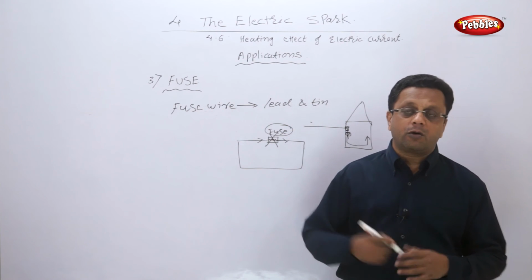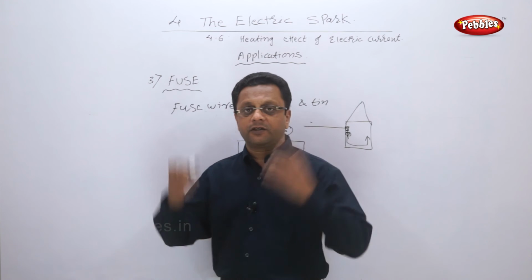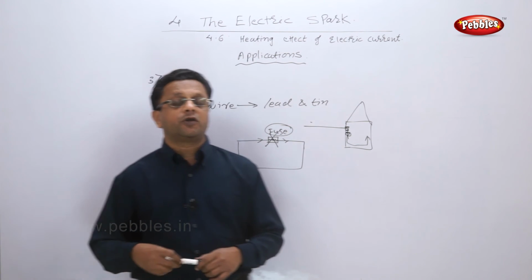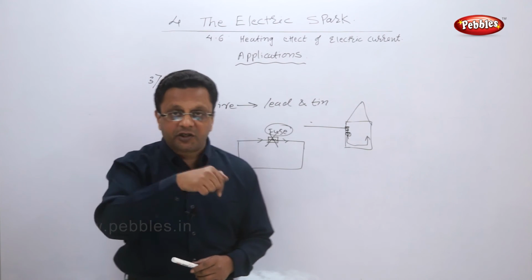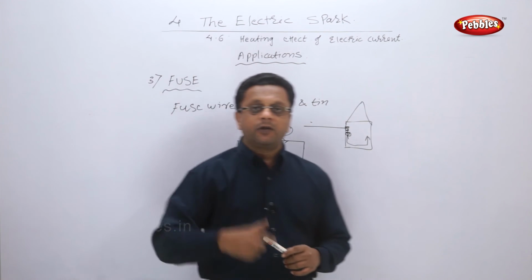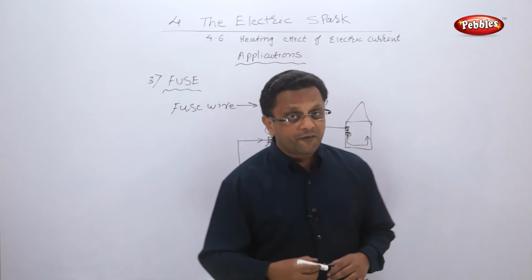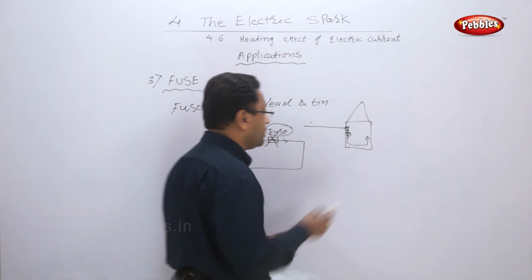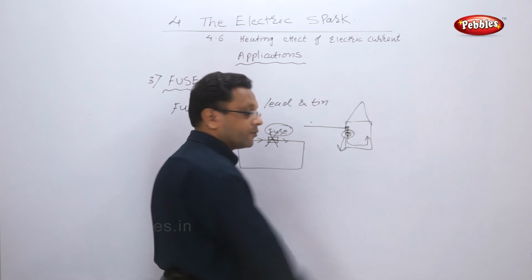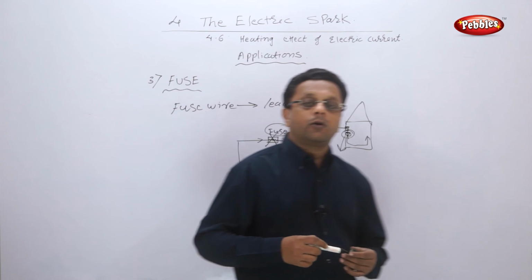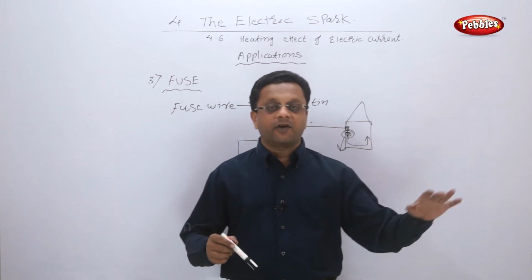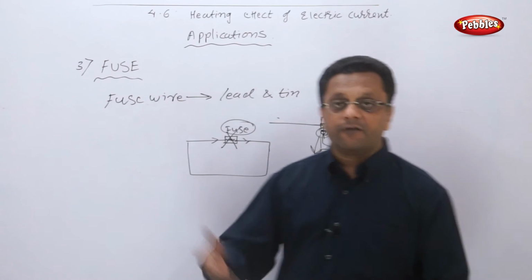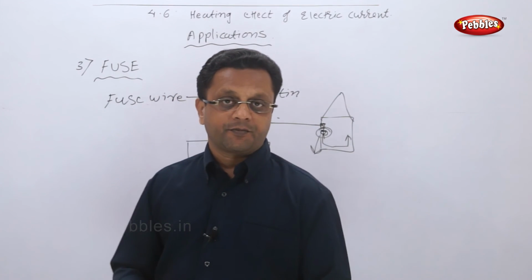If something goes wrong on your main meter boxes, if current rises suddenly, if the voltage rises suddenly, what will happen? First of all, the electricity is first passing through the fuse. The temperature of the fuse will suddenly increase, enough to melt that fuse wire, and there will be no electricity after this point. And so the whole of your remaining circuit will be safeguarded. This is the main application of heating effect of the electric current.